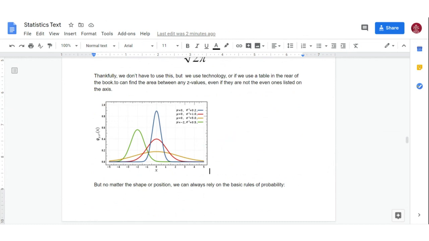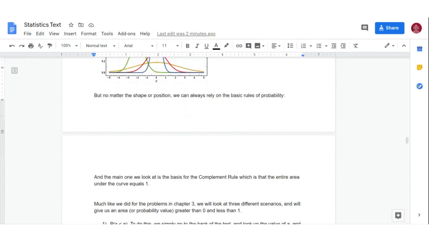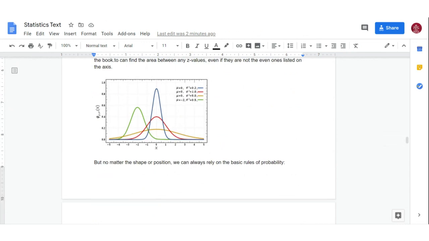So everything underneath there is going to be equal to 1, no matter which one it is, fat or skinny. All the fat or the skinny means is the standard deviation is changing. For that yellow orange one, that's got a big standard deviation. For the blue one, it's got a small standard deviation.